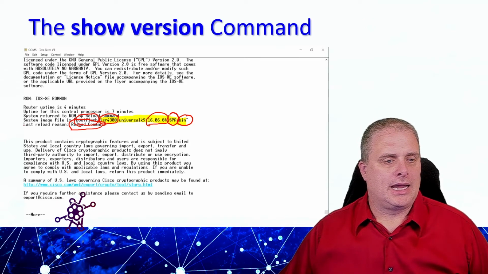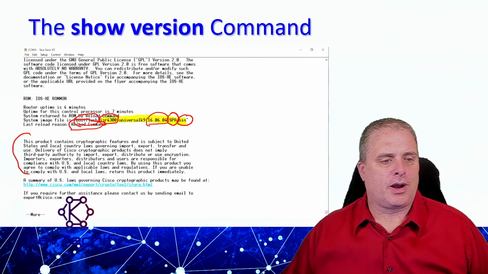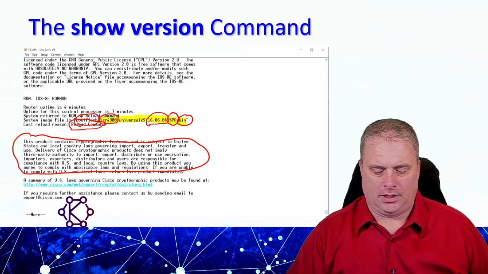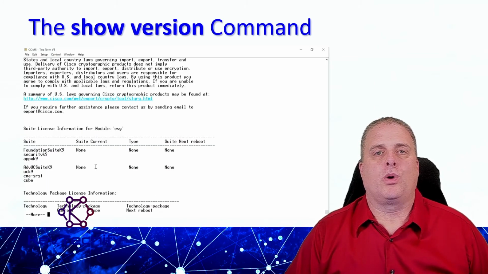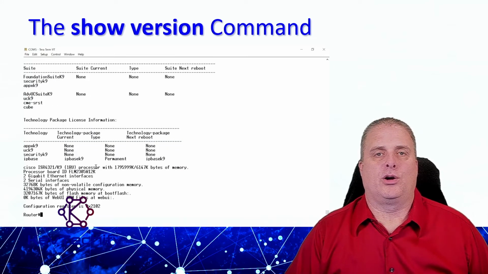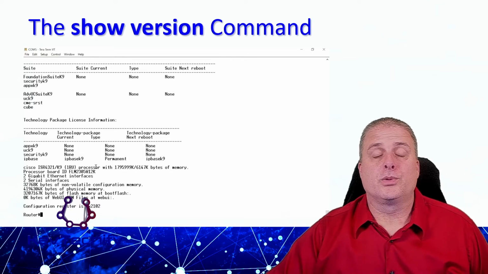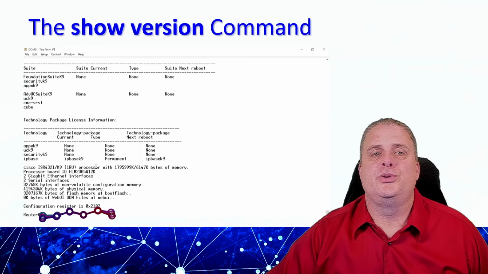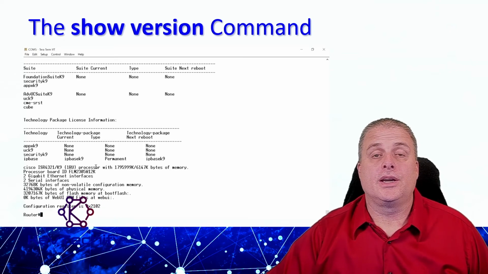Below here is information about the cryptographic features of this router. I'll press the spacebar twice to display the rest of the output. Next, we have information on licensing. It is broken up into two categories: suite licensing and technology package licensing.